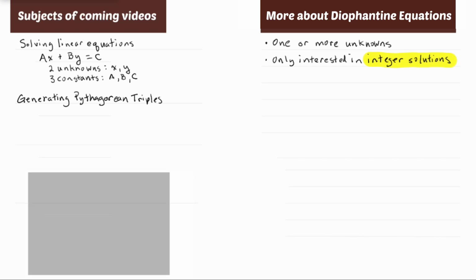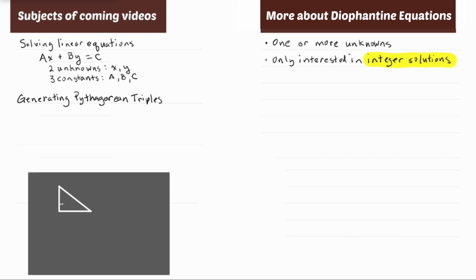We'll use this blackboard for a quick review of what we mean by this. If we have a right triangle and the lengths of the sides are a, b, and c, the theorem of Pythagoras tells us that a squared plus b squared equals c squared. When a combination of a, b, and c satisfy this equation and they are all integers, we call a combination a Pythagorean triple. An example of a Pythagorean triple is when the sides are 3, 4, and 5. 3 squared plus 4 squared equals 5 squared.